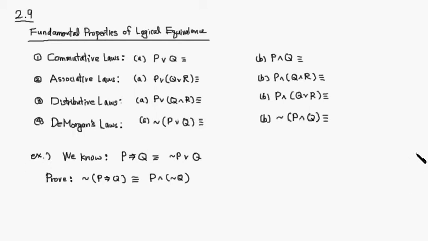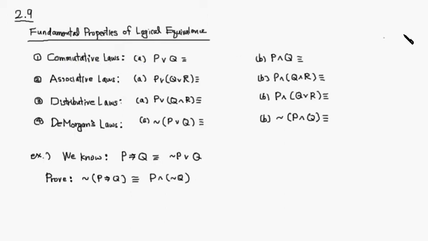Okay, let's look at section 2.9. This section talks about the fundamental properties of logical equivalence. All right, so let's look at them. First one is called the commutative laws.